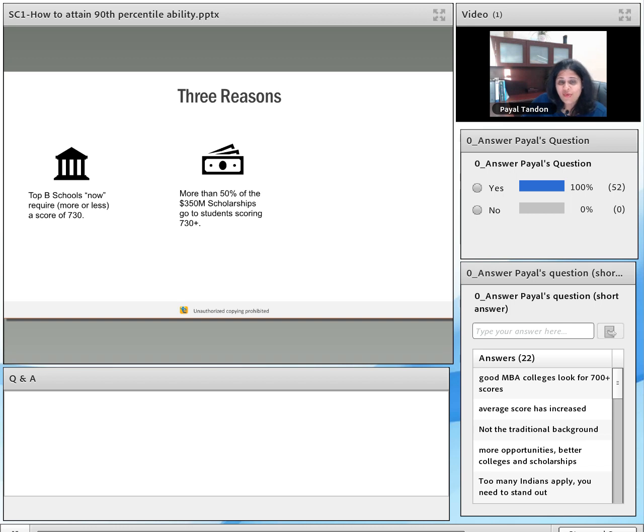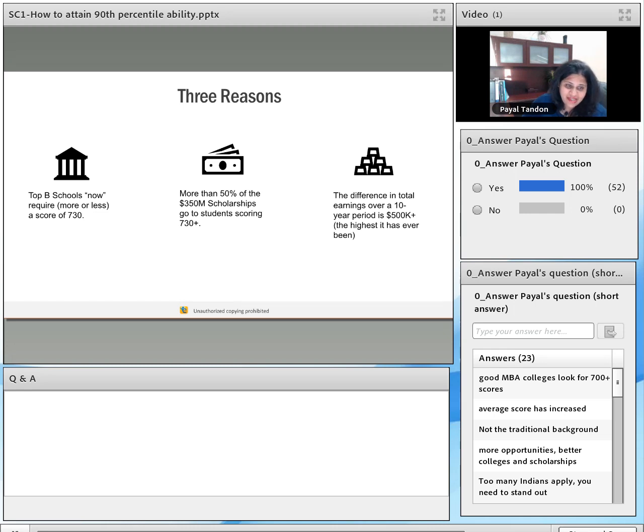Next one, more than 50% of scholarships that are offered by U.S. universities or universities in Asia or Europe go to students who score above 730. Now this stat over here, the $350 million scholarships, that's the amount of scholarships that are offered just from the U.S. schools. The same trend is there for European schools, for Asian-based schools. So more than half of this money goes to people who score above 730. Which means a direct inference is that you stand higher chances of earning that scholarship if you score above 730. And that's a direct ROI. Okay, that's not even something that you have to look towards in the future to realize.